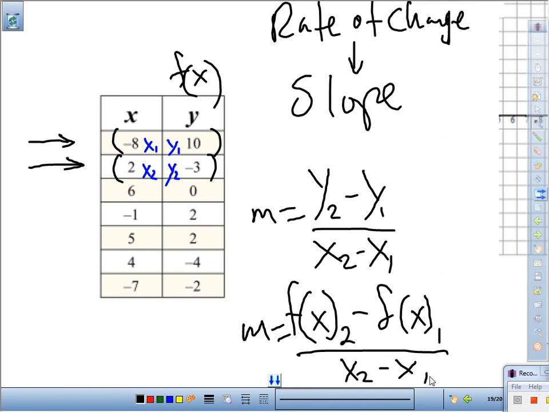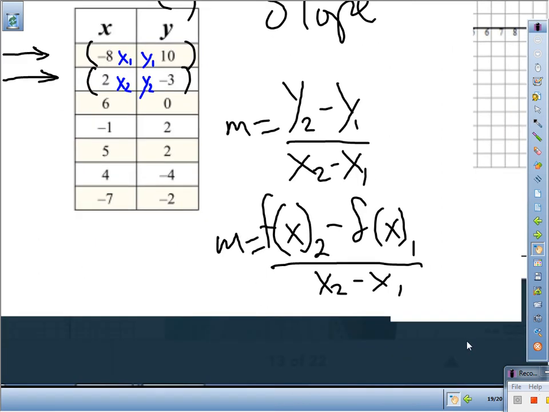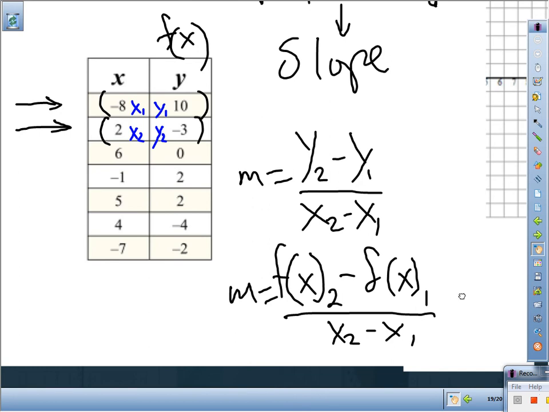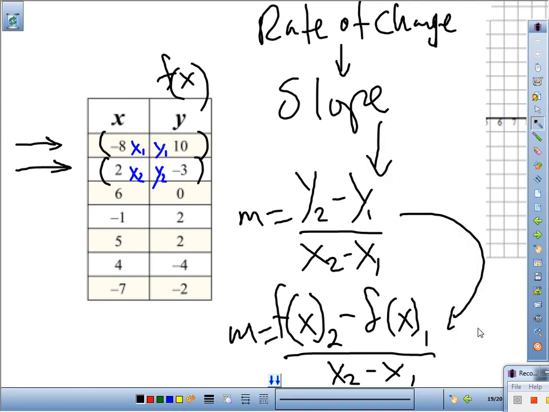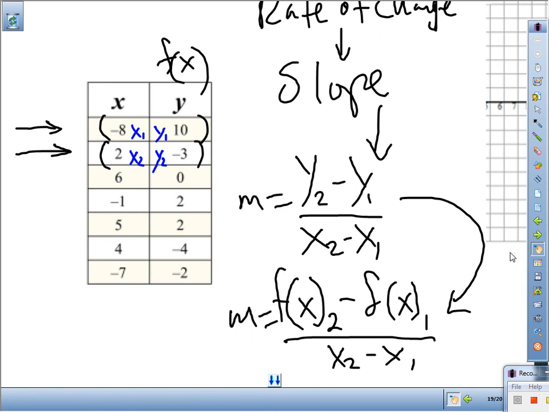I'm just giving you the heads up so that you don't get confused. It's just substituting the y for f of x. Okay? Any questions up to right there? All right, so I want you to write on your paper, rate of change is slope, and then write these two formulas down so that you're not surprised in case it throws you some of that in the lesson or the unit.